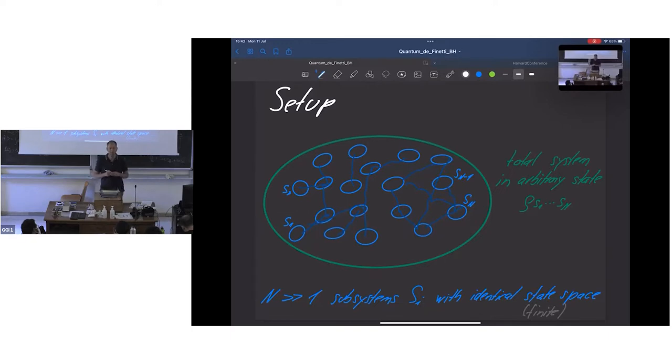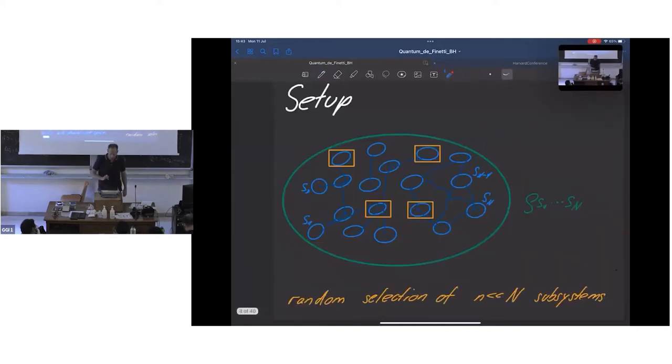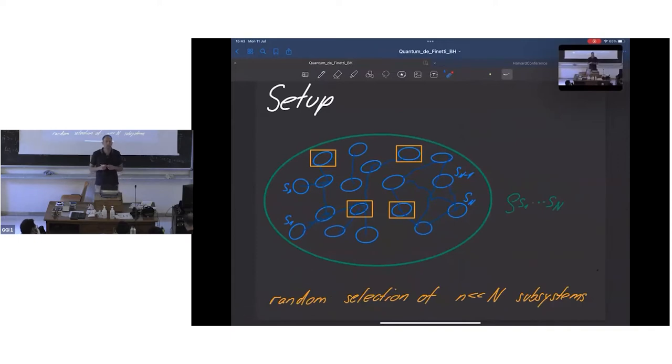I will also assume that there are many of these subsystems. And so I will just in the following always denote the density operator of all of them together by rho S1 to SN. So the capital N is the initial number of subsystems we have. Now consider a subsystem which consists of just selecting little n many systems, where little n is much smaller than capital N, at random. So the randomness here is important. So I'm going to choose them at random.